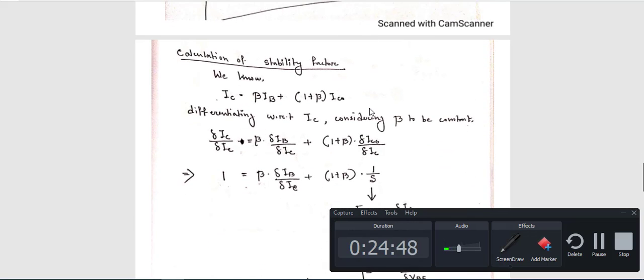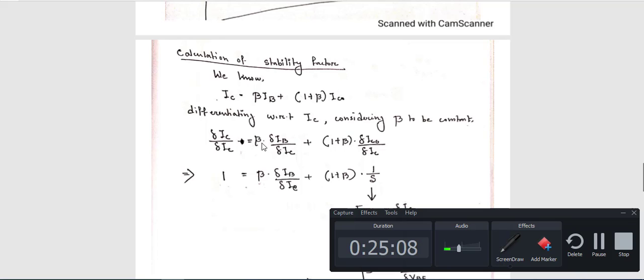Now the calculation of the stability factor. How can you calculate the stability factor? Again we know that the collector current IC is equal to beta IB plus (1 plus beta) ICO. Now differentiate this expression with respect to IC. So what will you get? That means del IC by del IC, so your expression will be beta.